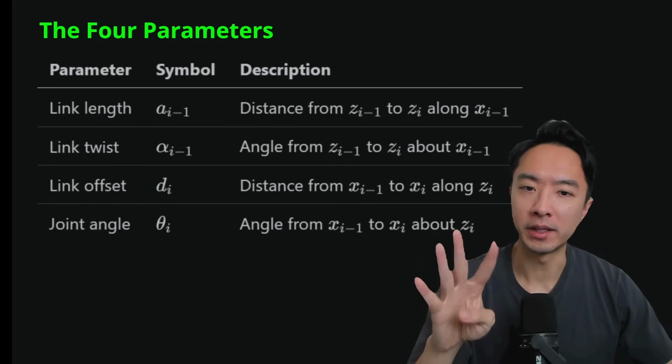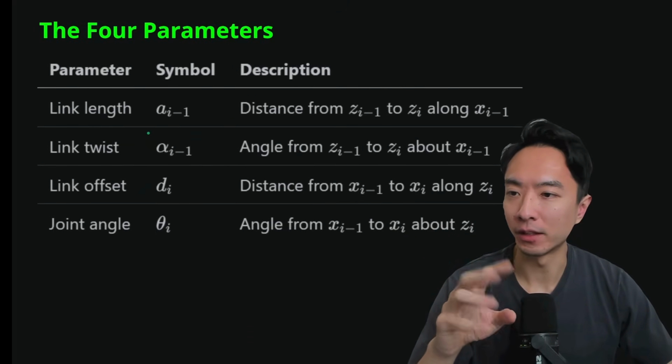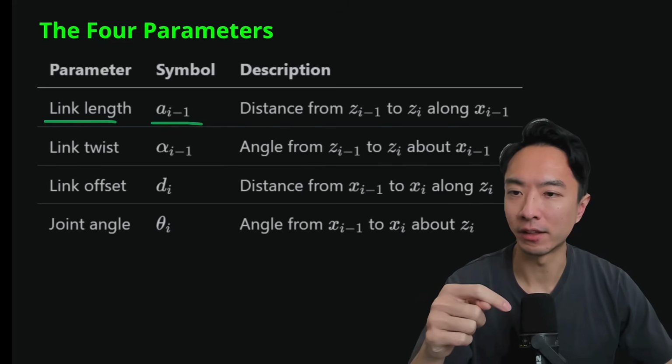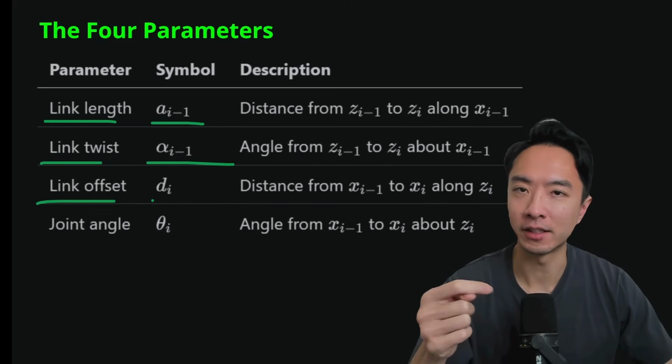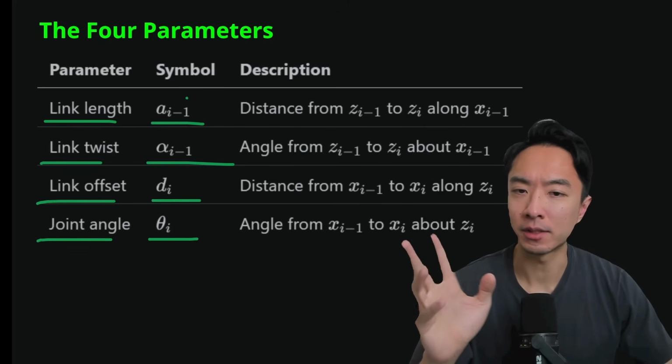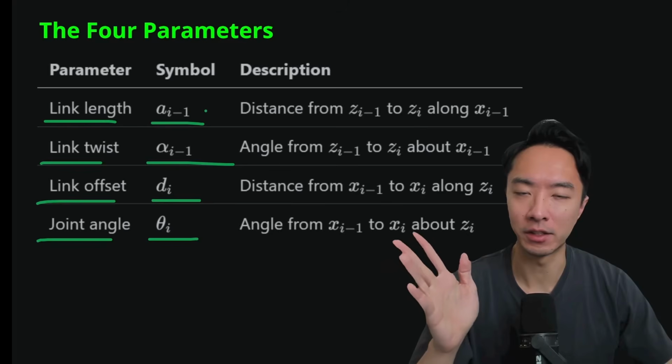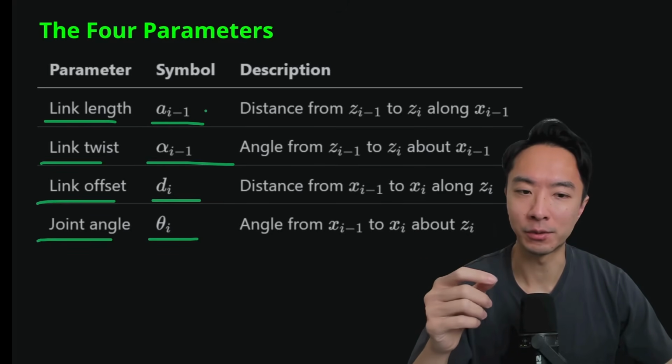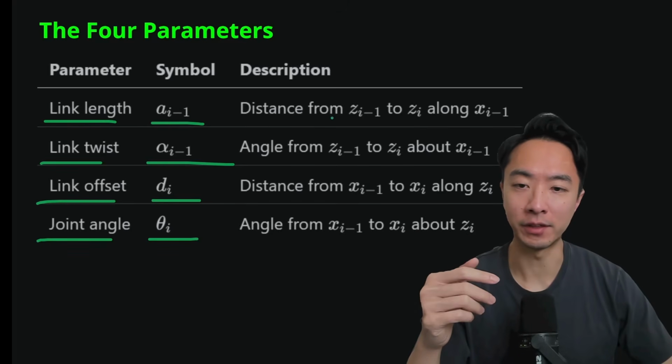So there are 4 main parameters. We have right here link length, the a parameter. We have link twist, alpha, link offset, d_i, and then the joint angle theta. So the subscripts here just tell us the different relative frames that we're looking at. That's kind of how they defined it.